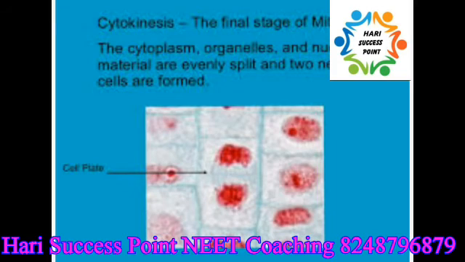spindle and cytoplasmic cleavage. So, in animal cell cleavage, a cleavage furrow appears in the plasma membrane around the equator of the cell, and thus the cell divides into two.